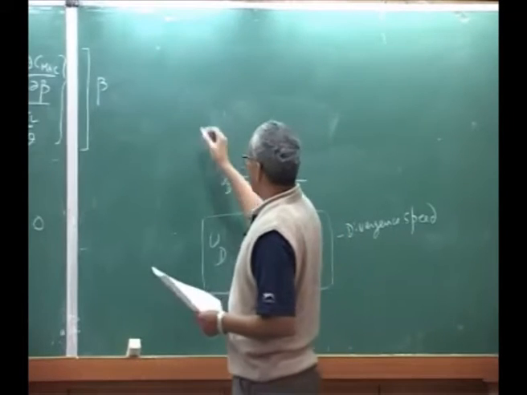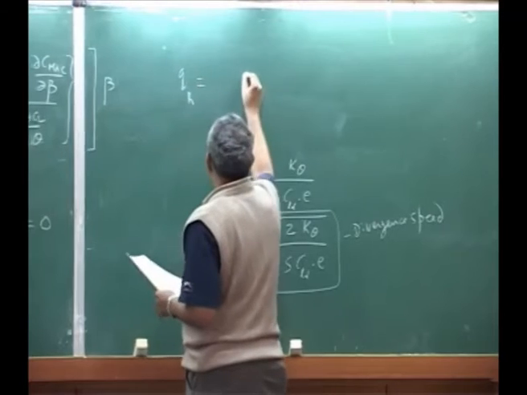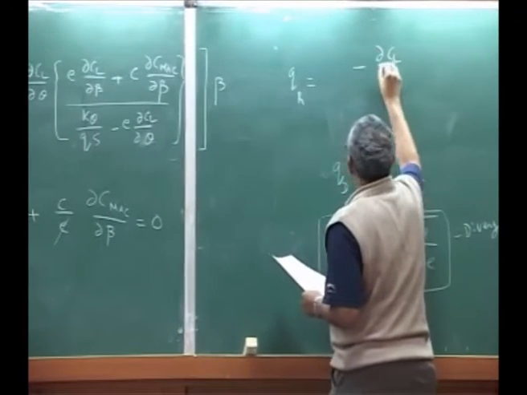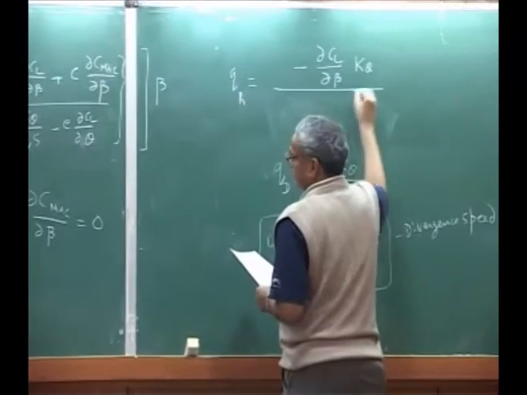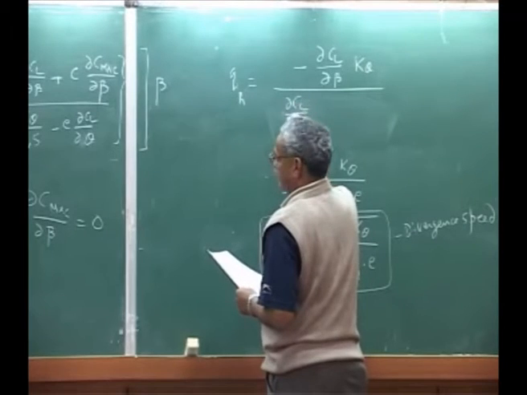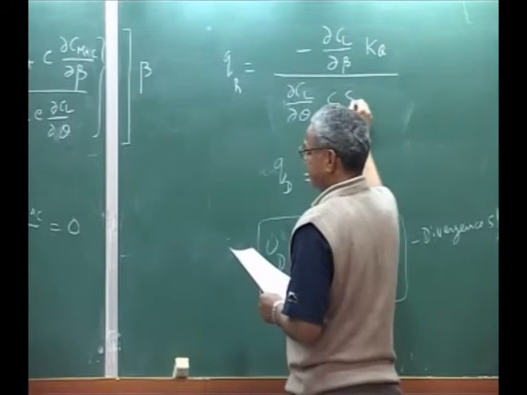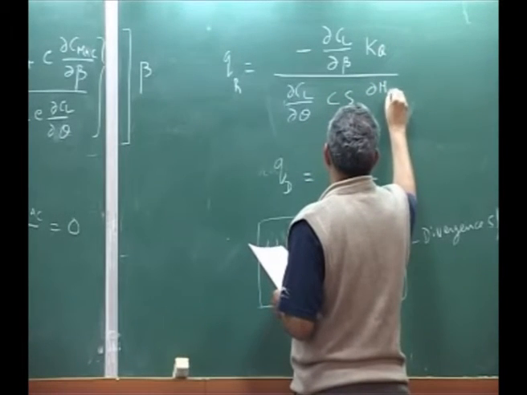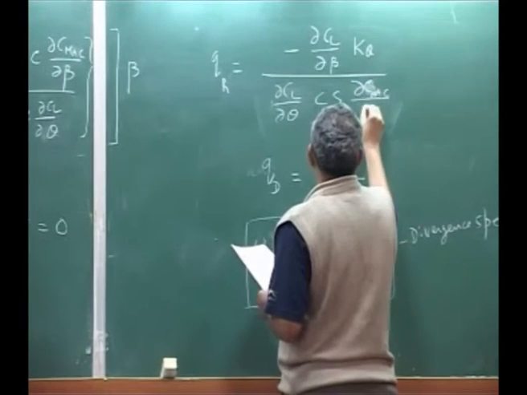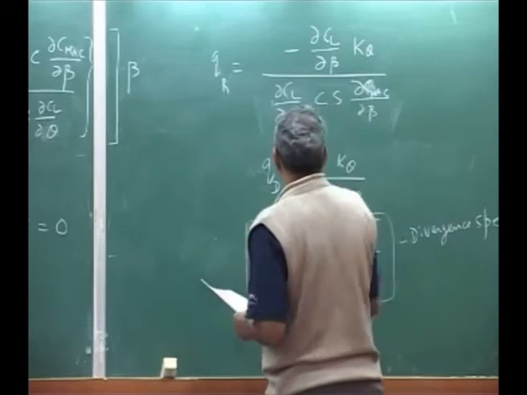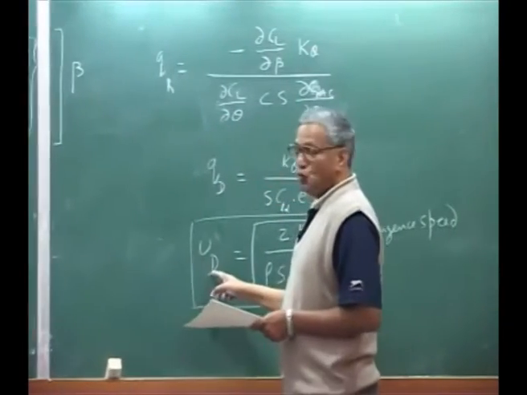I can write QR as minus delta CL over delta beta over delta CL over delta theta. Theta is basically CL alpha. CL alpha. C S delta Cm over delta beta. And similarly, you can define your UR.